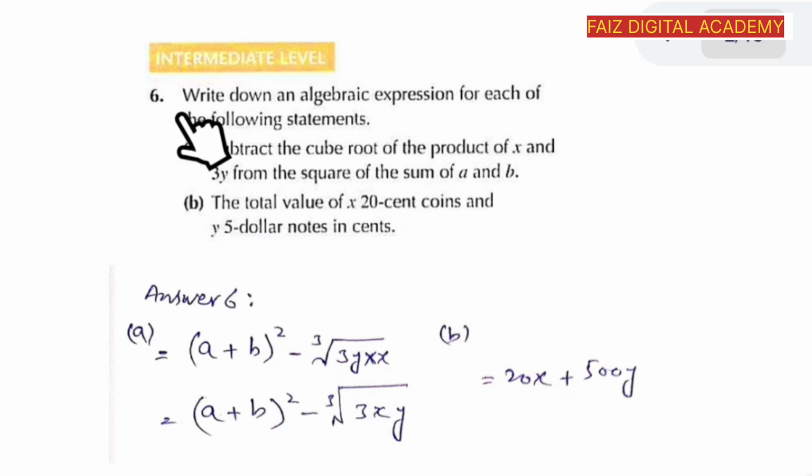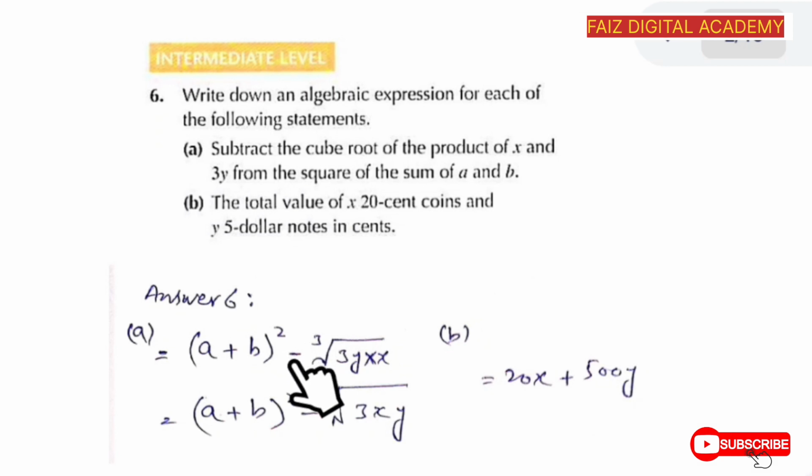In this question, it states that write down an algebraic expression for each of the following statements. So we are given some statements and we have to write the algebraic expression. The first statement is subtract the cube root of the product of x and 3y. The product of x and 3y can be found by multiplying 3y with x, and then we have to find its cube root and subtract it.